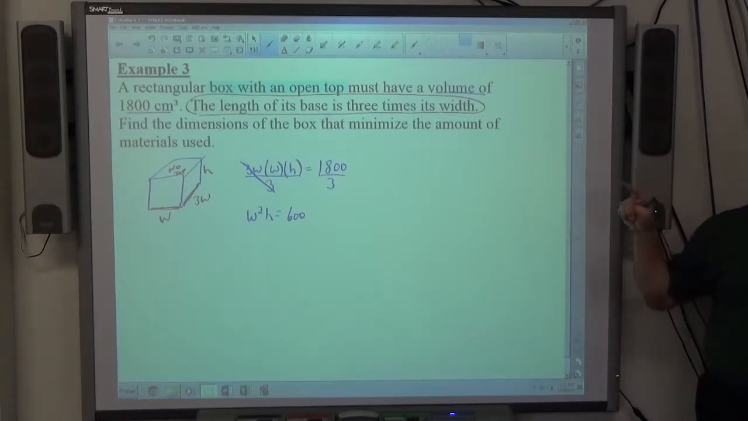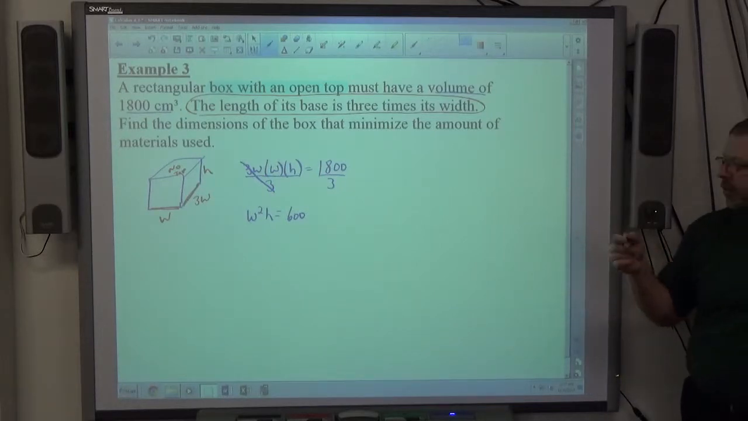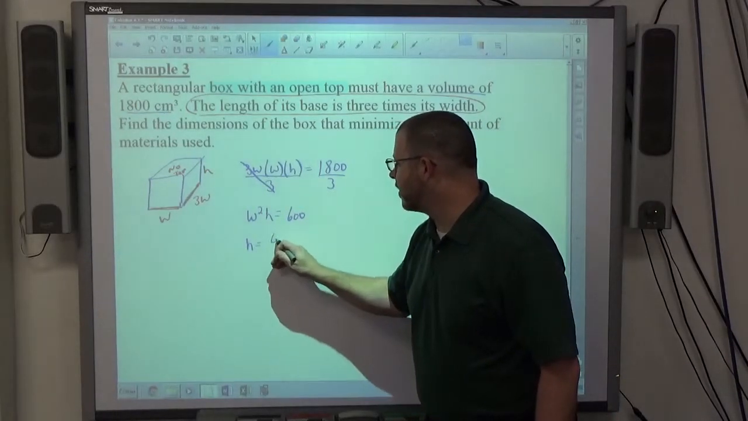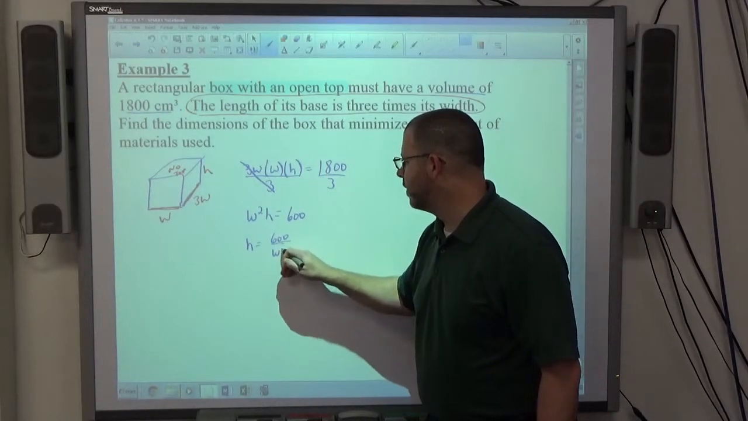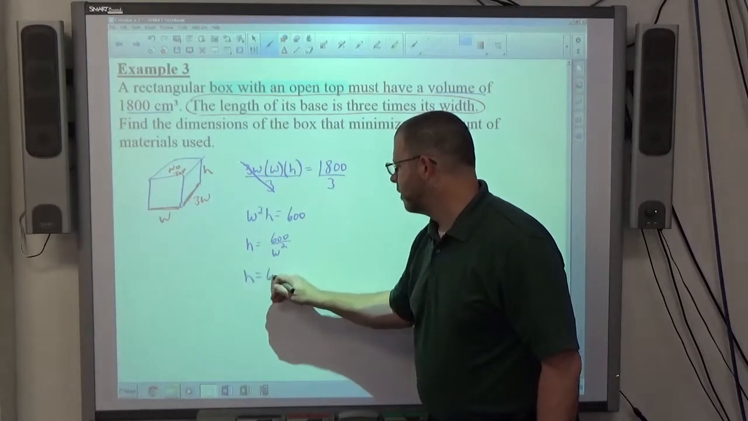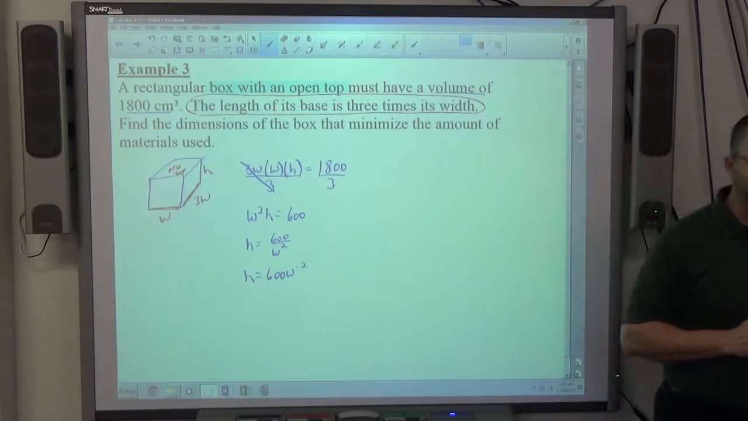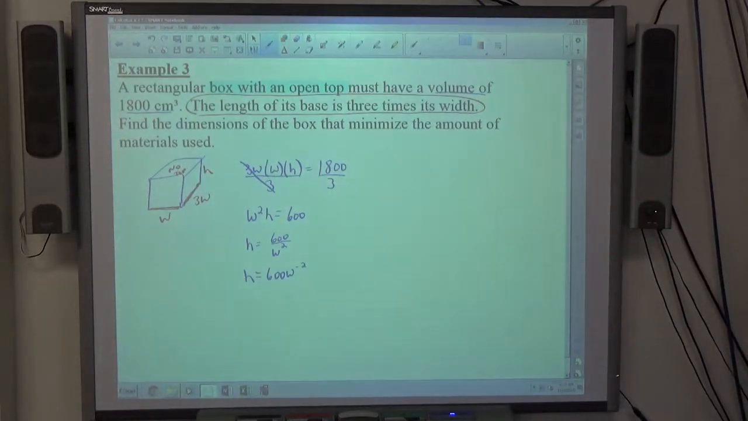I can either get that to say H equals or W equals, which would be easier. H, because it's not got a power on it, right? No square rooting necessary. So if I just divide both sides by W squared, I get H equals 600 over W squared. If you have a choice between division or a negative power, the negative power is easier to work with. So 600 over W squared is right, but that's the same as 600 W to the negative second power. I'd go with that.